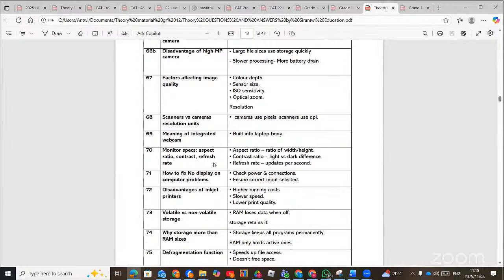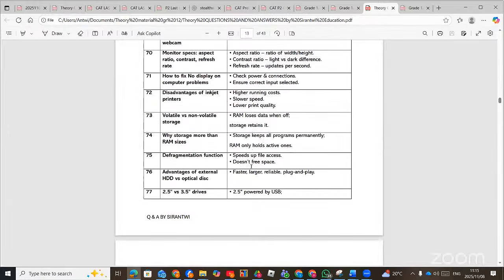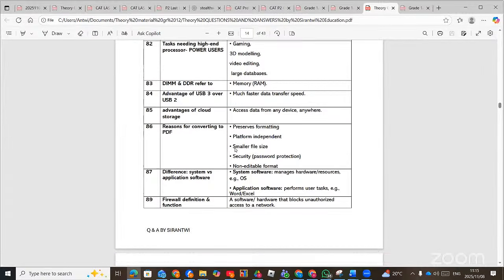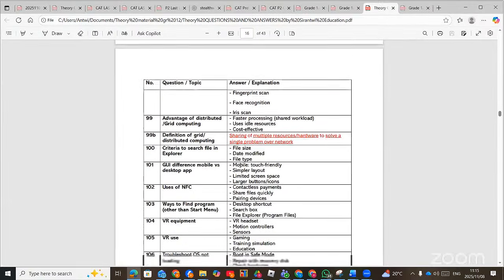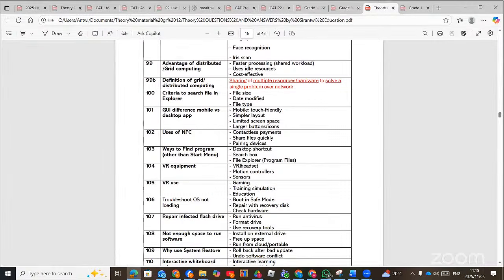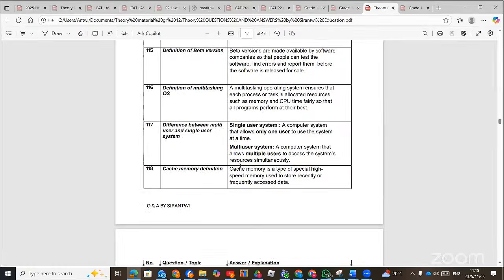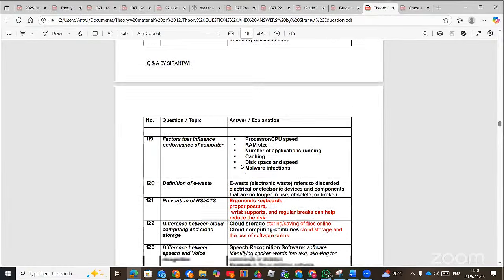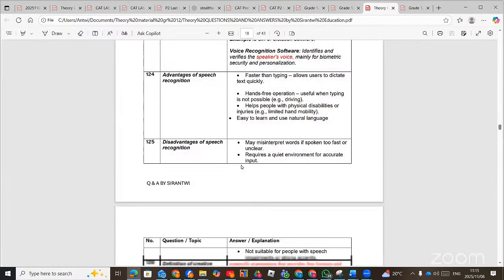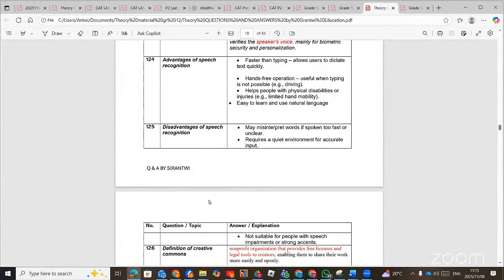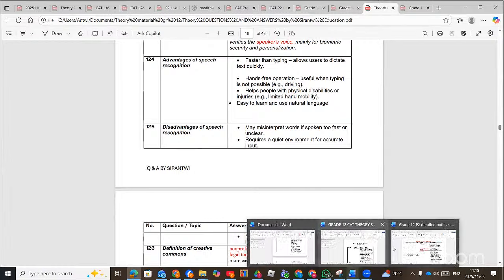Monitor specification, aspects to consider: aspect ratio, contrast ratio, refresh rate. You need to know all of them, these questions also. And then when you are done with them, there are a number of questions, like NFC, VR, and not enough space is going to assist you. All these questions were addressed. So please, I will urge you to use these questions and answers together with the notes, the one that I'm discussing with you right now.